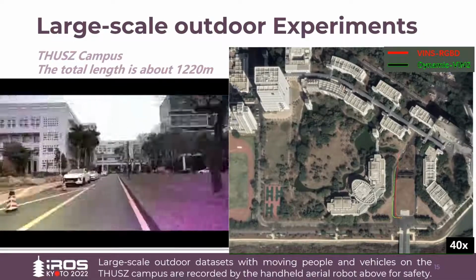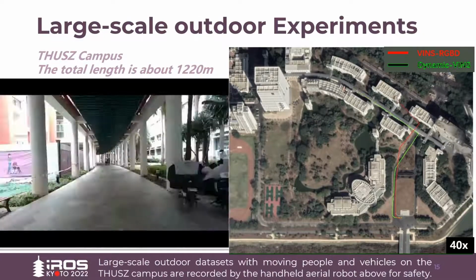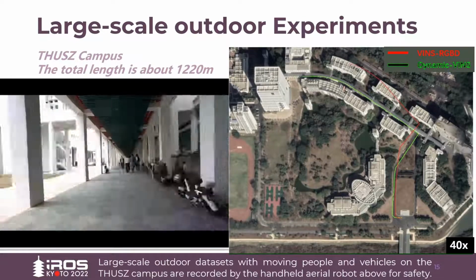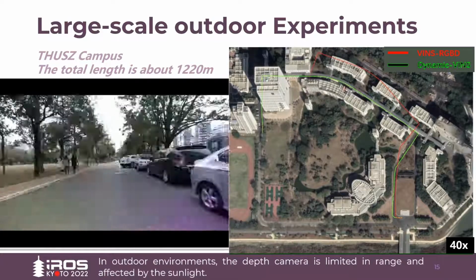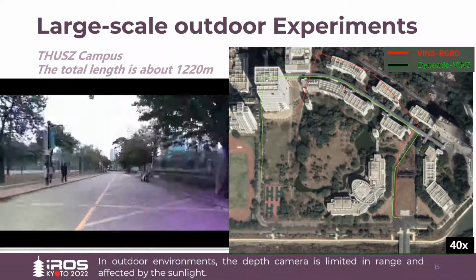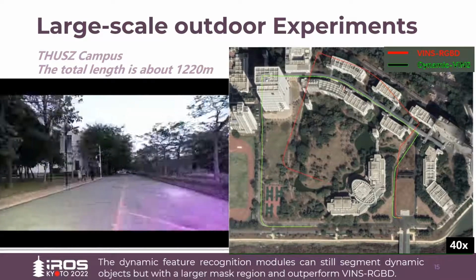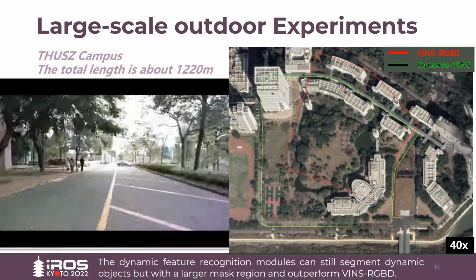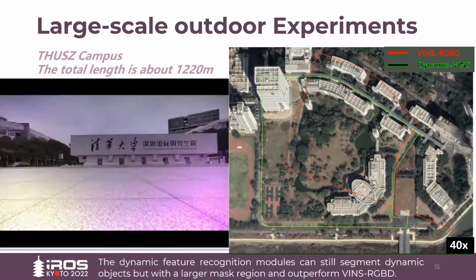Large-scale outdoor datasets with moving people and vehicles on the Tsinghua Shenzhen campus are recorded by a handheld aerial robot for safety. In outdoor environments, the depth camera is limited in range and affected by sunlight. The dynamic feature recognition module can still recognize dynamic objects but with larger sparse regions, and outperforms VINS RGB-D.